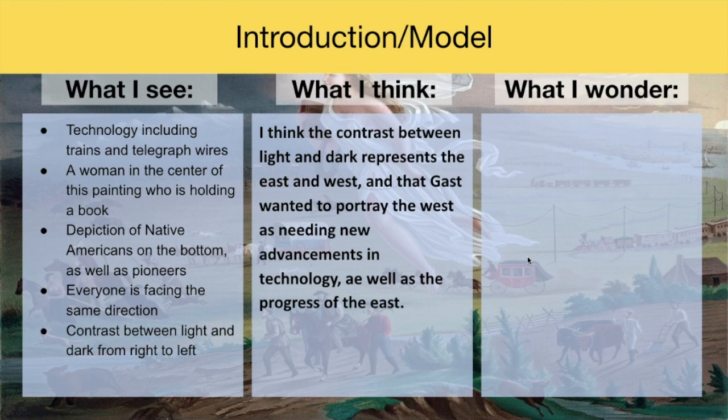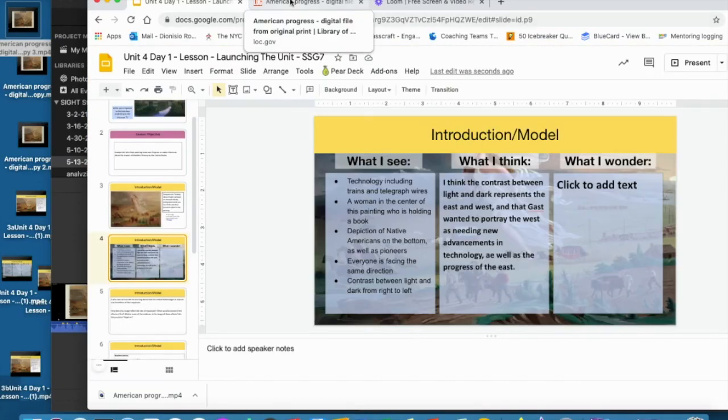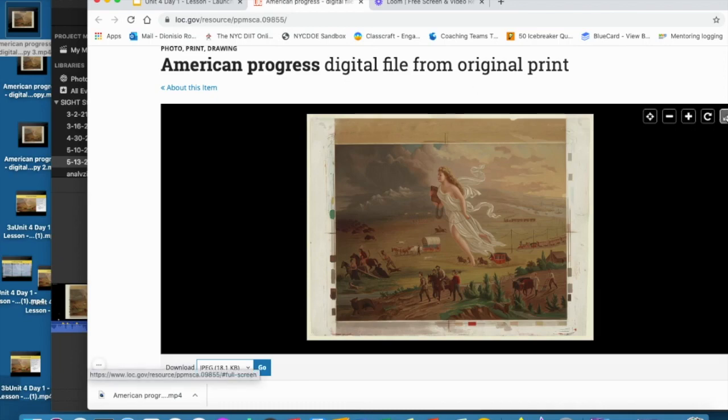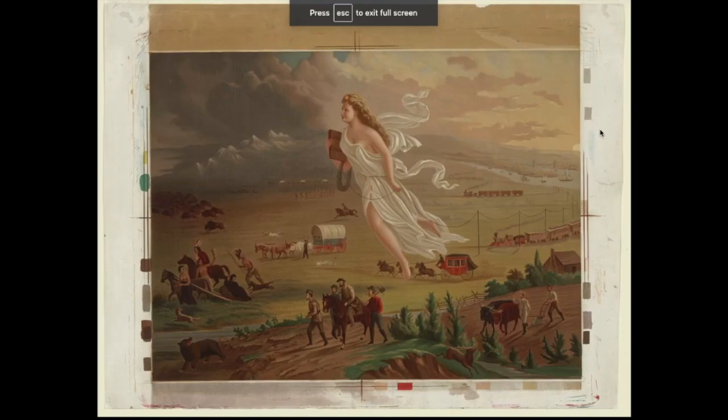Finally, I want to ask you what you are wondering about based on what you have seen and been thinking about. The goal here is to think about the broader questions that push us beyond our interpretations and to look at issues and ideas raised by the image. So I'll go back to our painting, American Progress, one more time. And I'm wondering about the following questions.